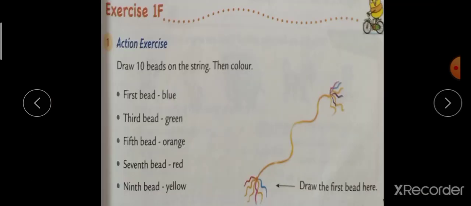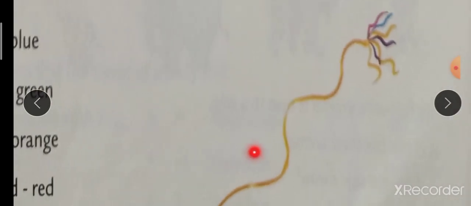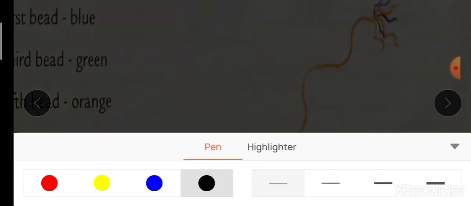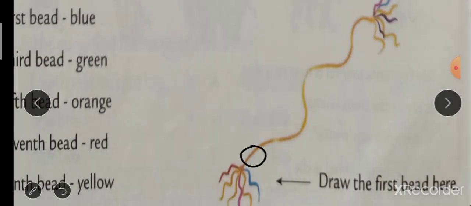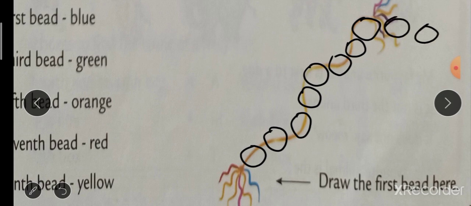Now, action exercise. What is it saying? Draw 10 beads on the string, then color. First, what do we have to do? We have to draw them. So let us draw. We have to draw 10 beads. 1, 2, 3, 4, 5, 6, 7, 8, 9, 10.